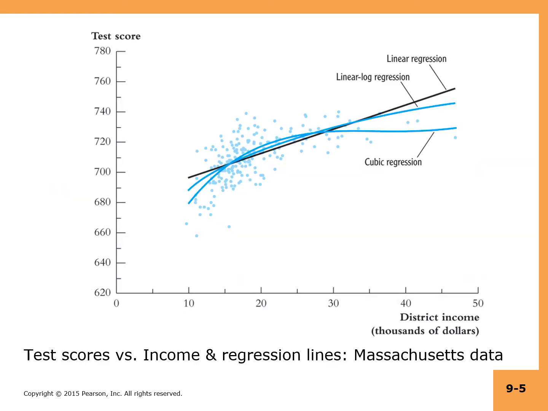Here's a graph that plots the test score against district income. As you can see, for the higher district income, the linear regression doesn't fit the data points as well as the linear log regression model or the cubic regression model.